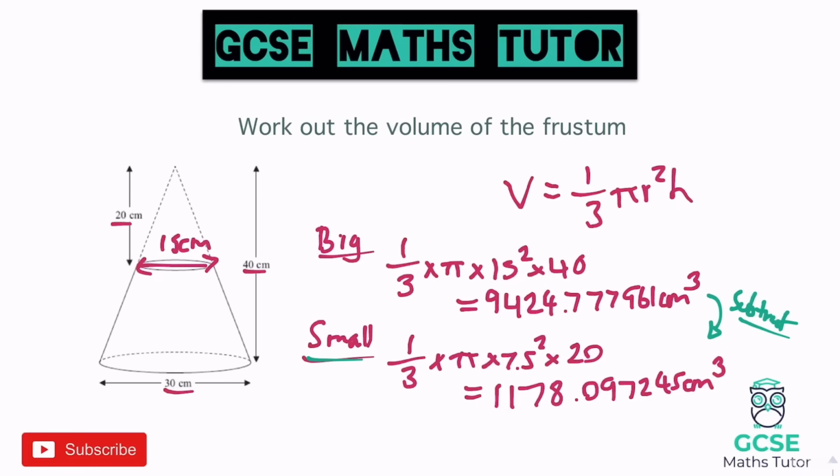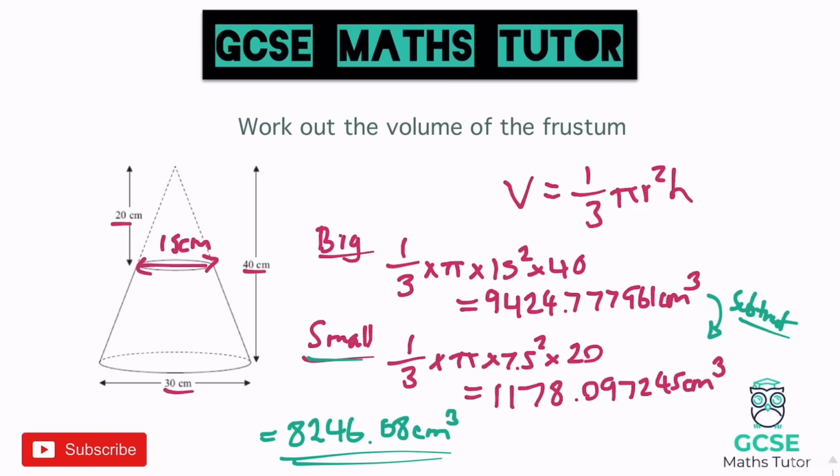And again, I'm just going to do that on the calculator. So 9424.777961, take away that answer there, leaves us with a total volume of 8,246. And I'm going to round it to 2 decimal places, although you would be asked how to round it in a question, but I'm going to go for 0.68 centimetre cubed.